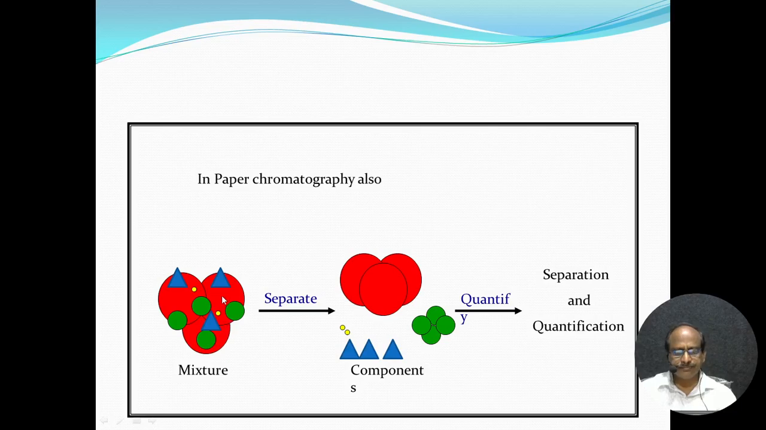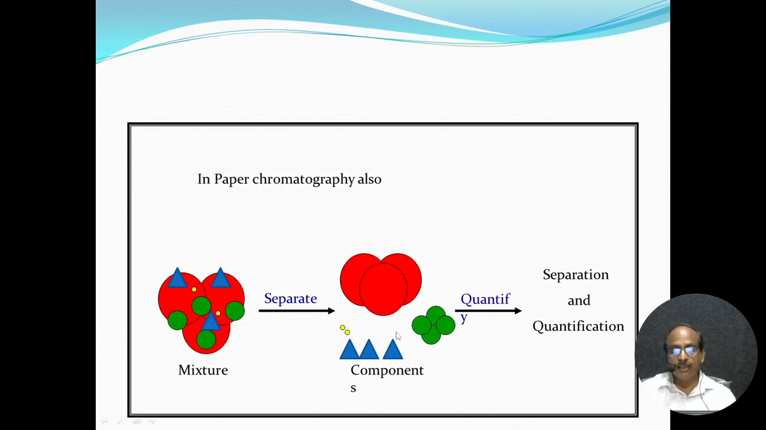This is called the mixture. We have three red balls, three triangles, four green balls, and two yellow balls. We have different shapes and different molecular weights of the components present in the mixture. Then we apply paper chromatography and separate them using this technique. Red balls are separated, low molecular weight green are separated, blue components are separated, and the yellow components. One, two, three, four.